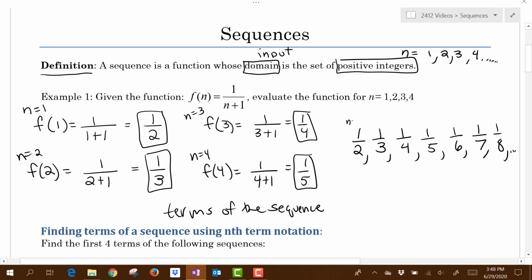The first term came from n equals 1. The second term comes from n equals 2. The third term came when n equals 3. The fourth term comes when n equals 4. So the n value basically tells you what term of the sequence you're generating. If you want to generate the first term, you plug in n equals 1. The second term, n equals 2. Third term, n equals 3. Fourth term, n equals 4, and so on.